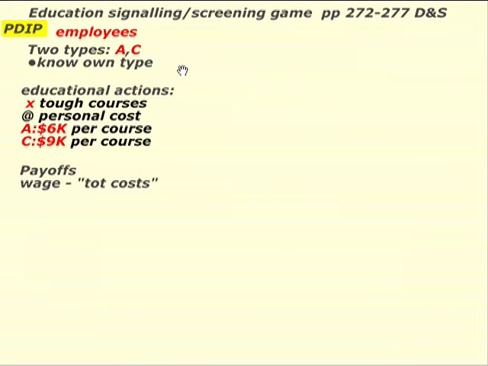So in this game, the employer is going to be moving first, designing or setting up an educational screen, and the educational screen is in terms of how many tough courses you are going to take. So that's what X is.